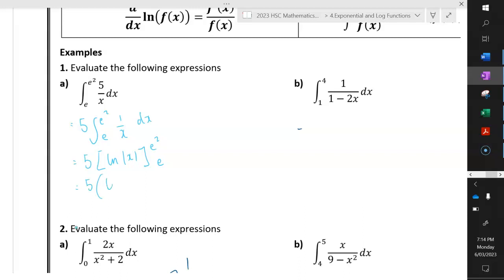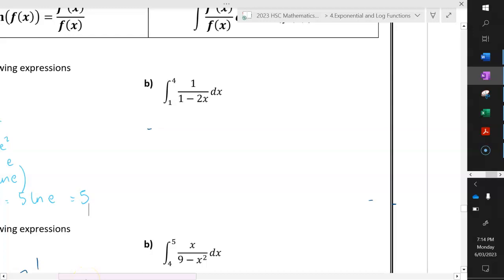So it's going to be 5 lots of log of e to the power of 2 minus log of e. Now we need to neaten that up. A couple of ways to do it. Let's just use log laws and go log of e to the 2 over e, which is 5 log of, we've got e squared over e, which would just be e. And remember this is base e, that's saying that base e to the something gives me e, it's 1, so it's 5 times 1, which is 5, and that's my first answer. Let's have a look at the second one.